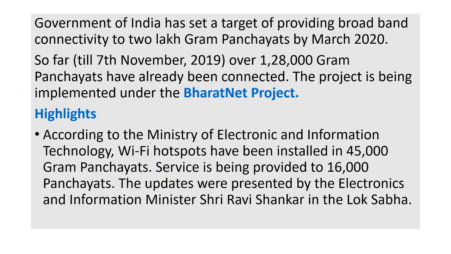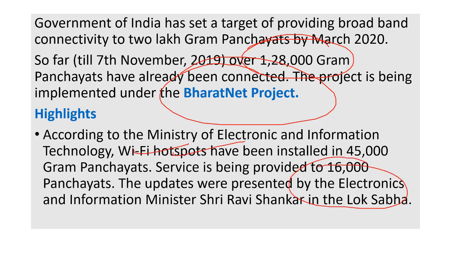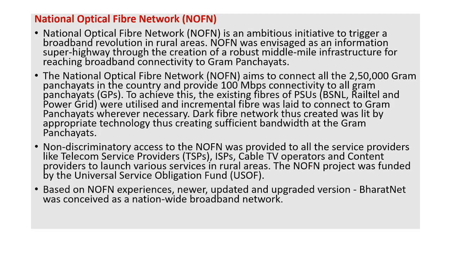The data was given on the Vikaspedia website, and till date 1,20,000 gram panchayats are connected with the BharatNet project, where 2 to 20 Mbps speed is given. On 45,000 gram panchayats, Wi-Fi hotspots have been installed, and the service is being provided to 16,000 panchayats till date, and they are going to cover more than 2 lakh gram panchayats by March 2020.